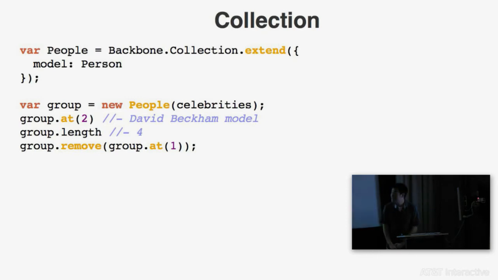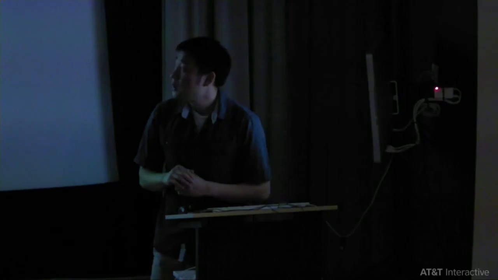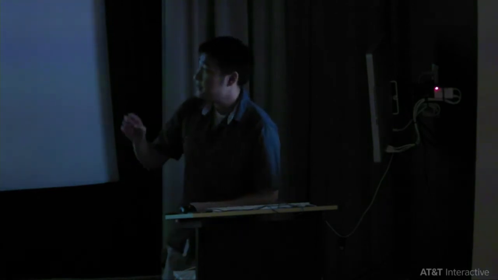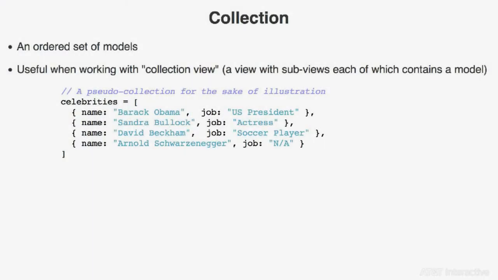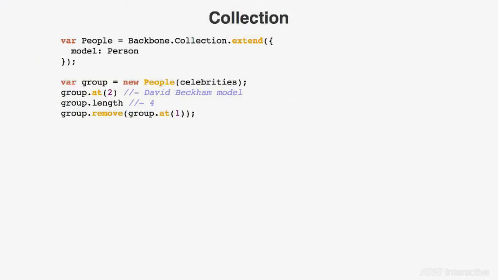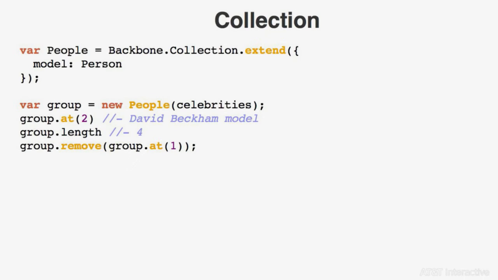So that celebrities object right there, was that just the anonymous objects from the previous slide, or were those wrapped in Backbone model objects? No, so you can just pass it a straight up array of anonymous objects, and it'll know that it's supposed to be a person model. Oh, so it marshals them. Yeah, it'll marshal them in for you.